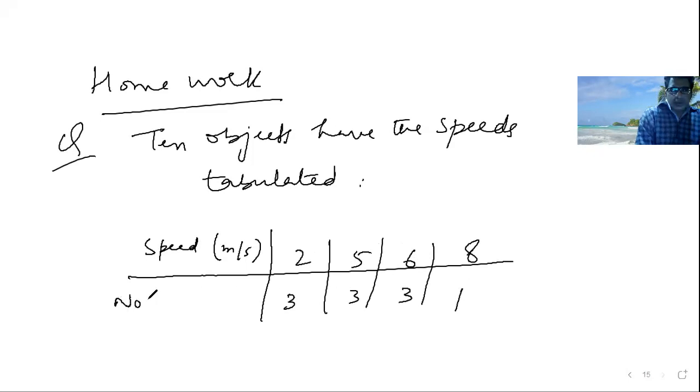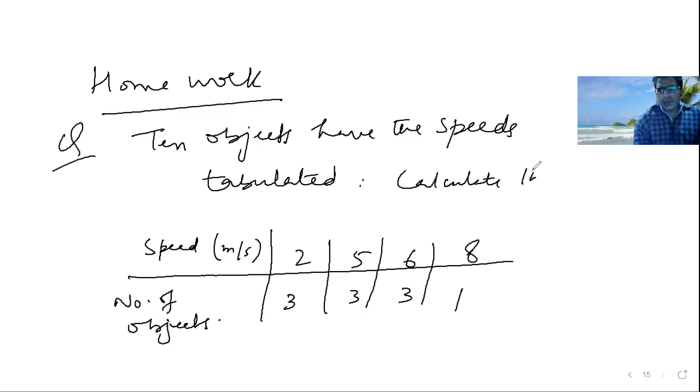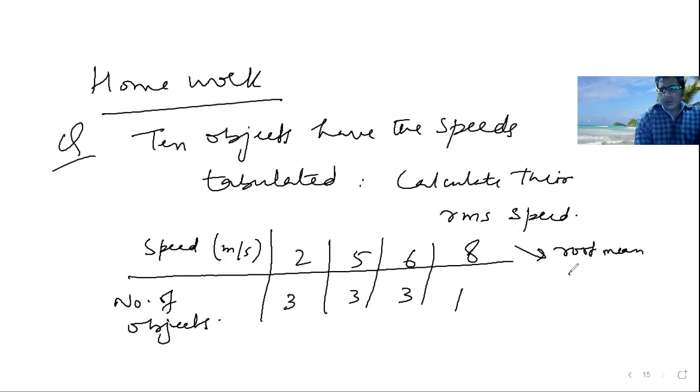This is number of objects. Question is, calculate their RMS speed. RMS stands for root mean square.